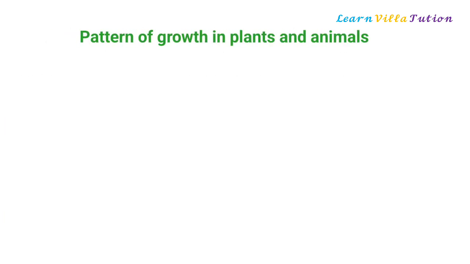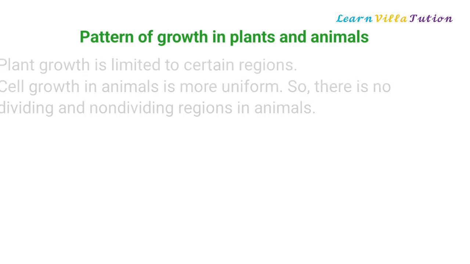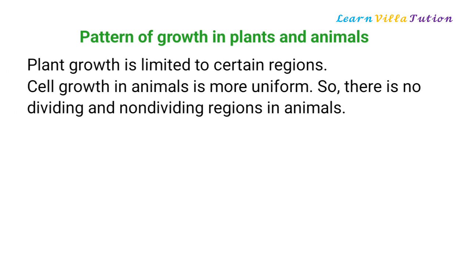Pattern of growth in plants and animals. Plant growth is limited to certain regions. Cell growth in animals is more uniform. So, there are no dividing and non-dividing regions in animals.